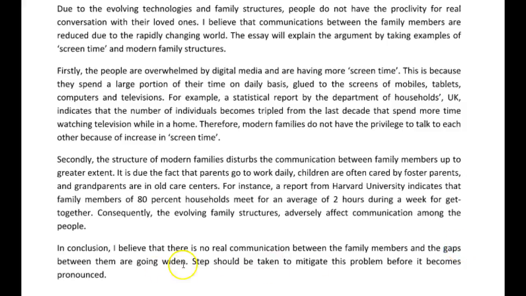I believe that meaningful communication amongst family members has been severely reduced, and steps should be taken to mitigate this problem before it becomes more pronounced. There we go, that will do. So smoothing out, ensuring that we fully expand and support all our ideas and we don't include unnecessary information, we have arrived at a decent essay. Let's move on and have a look at your second one.